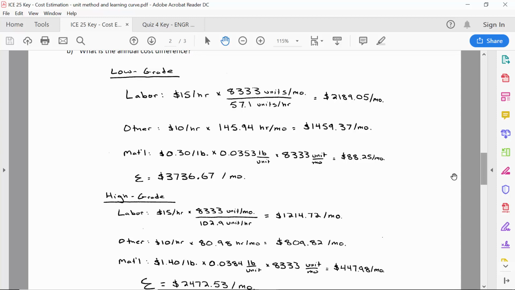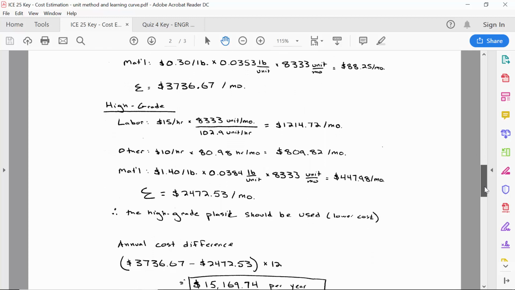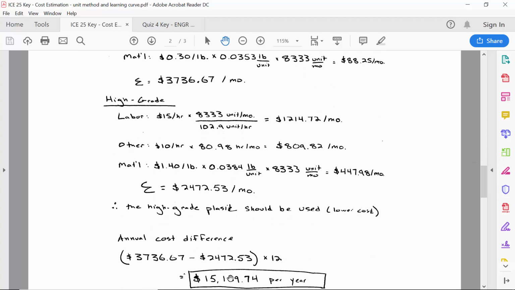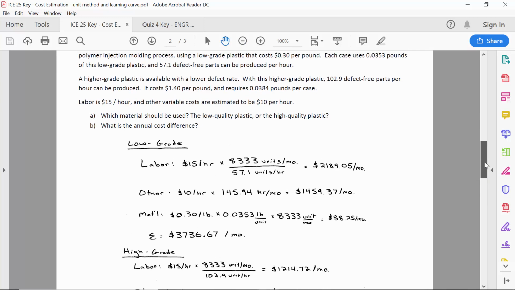So it looks like on a cost basis, the high grade plastic is the way to go because there are savings in other components. And so there's a monthly cost difference, and the second part of the example asks, what's the annual cost difference if you look at this monthly difference between the two and then multiply it over the 12 months. So you'd actually save $15,169.74 a year if you go for the high-grade plastic rather than the lower quality plastic. So that's just an illustration of how this unit technique can be used for comparing alternatives and making decisions.